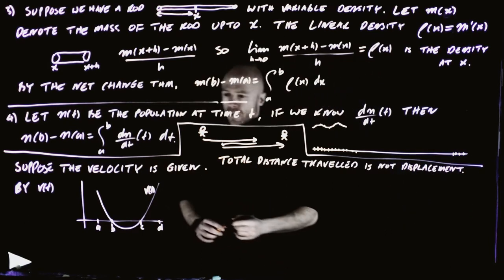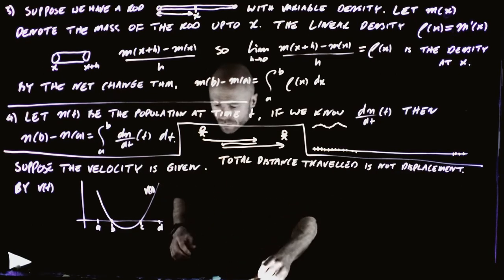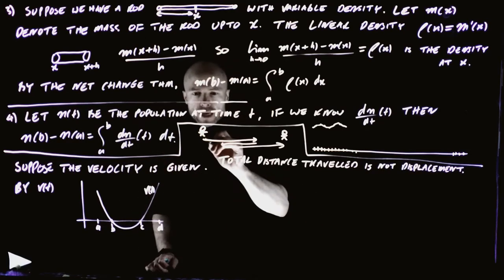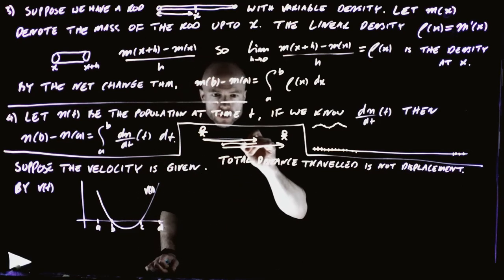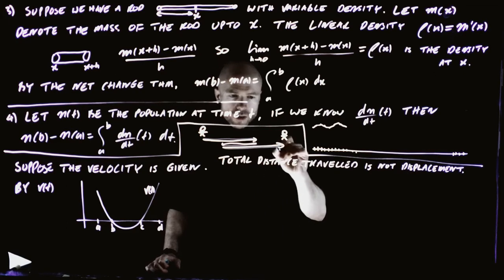So if we want to figure out the total distance traveled, we're going to have to add the length of this part of the journey plus the length of this part of the journey plus the length of this part of the journey.